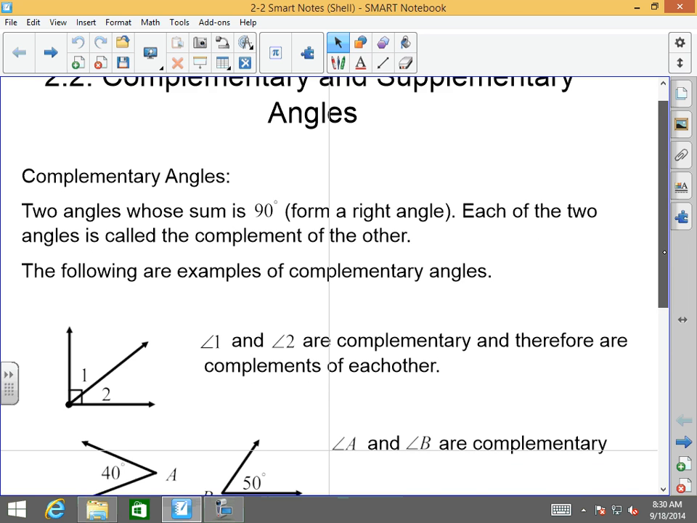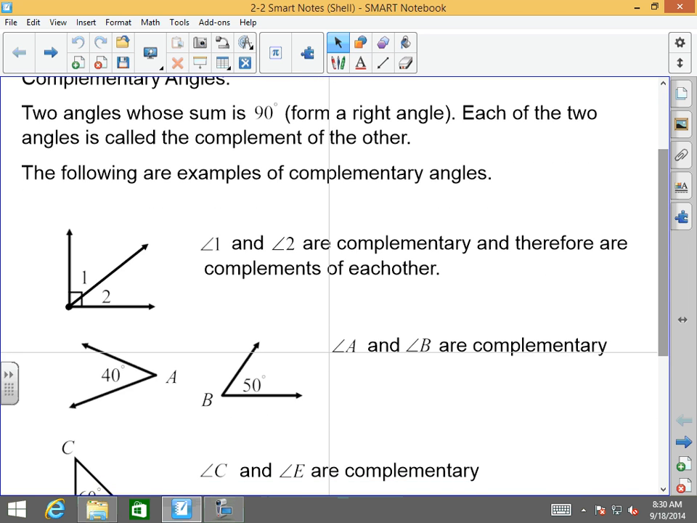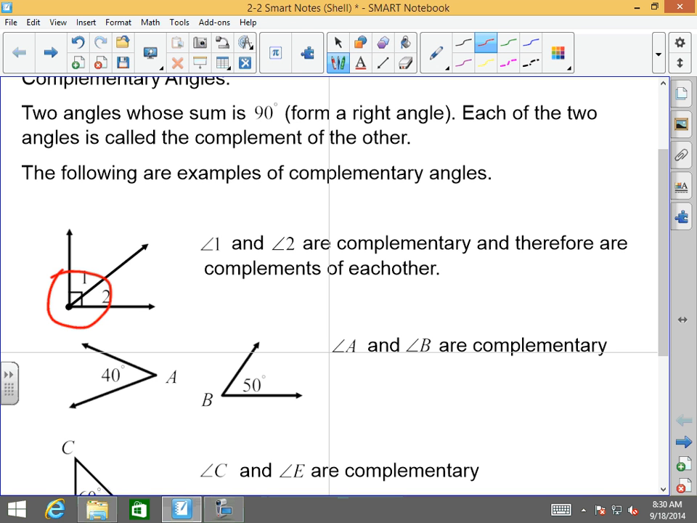You see in our first figure, you have angle 1 and angle 2. But if you notice, you have the little symbol that we already know about. That means that it's 90 degrees. So that already indicates that angle 1 and 2 form a right angle. That means that angle 1 and 2 have a sum of 90 degrees, so they are complementary angles, and therefore they are complements of each other.